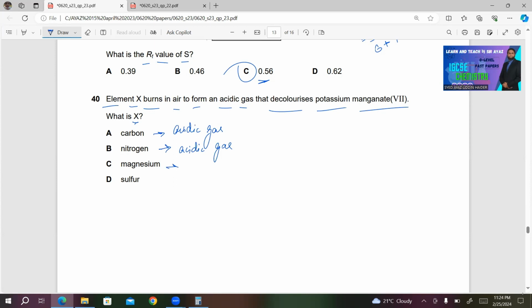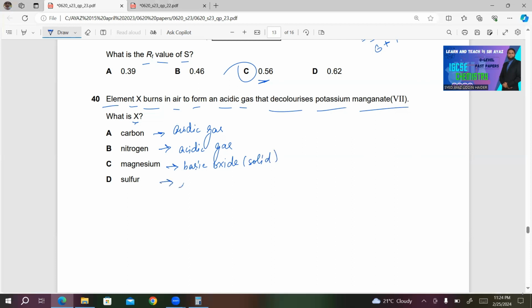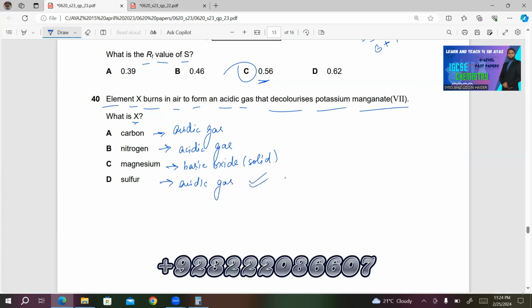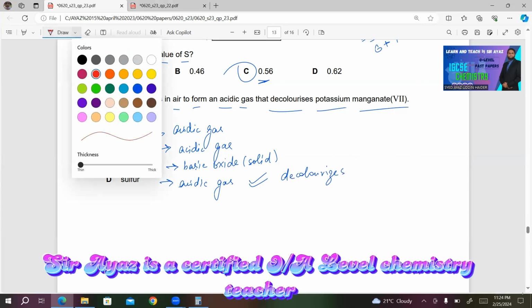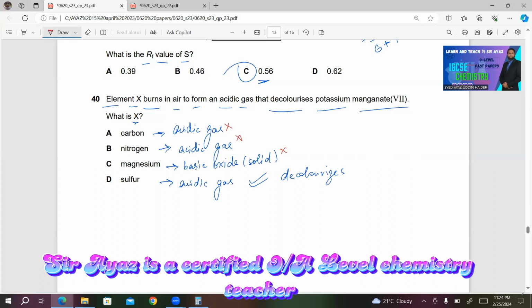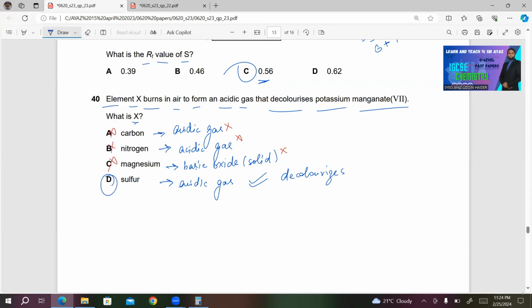What about magnesium? Magnesium burns in air to form basic oxide. It's not gas, it's a basic oxide. It's a solid, not gas. In the end, we have sulfur. Sulfur oxidizes to give acidic gas and it will decolorize potassium manganate 7. So these choices are incorrect. Only choice D will be the right answer in this case.